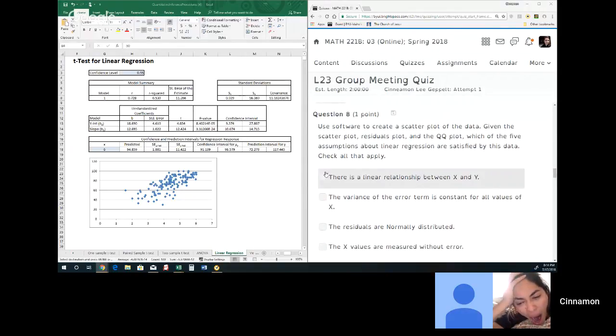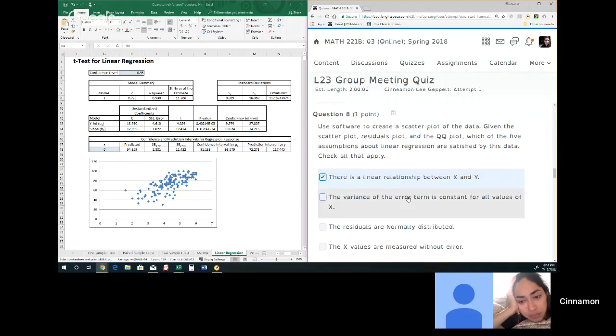The variance, I'm gonna say yes, the last one. Okay, the variance of the error term is constant for all values of X. The errors are normally distributed, there's no curvatures, no megaphones, no outliers. It's crazy looking, so I guess. Yeah.